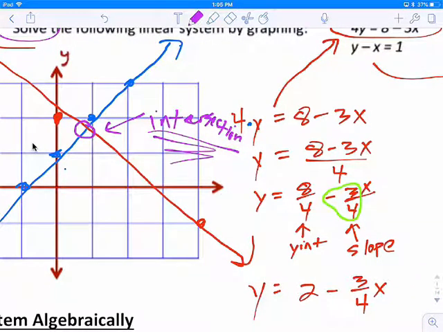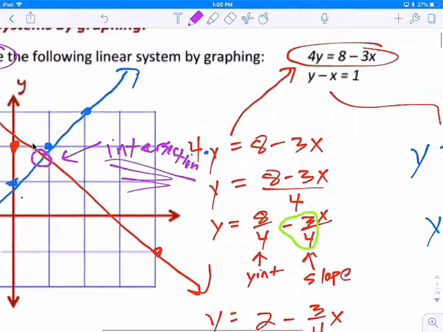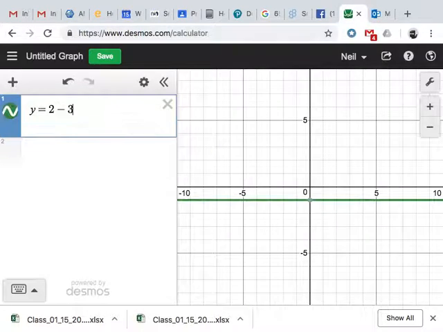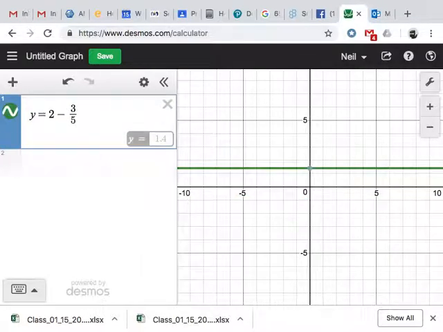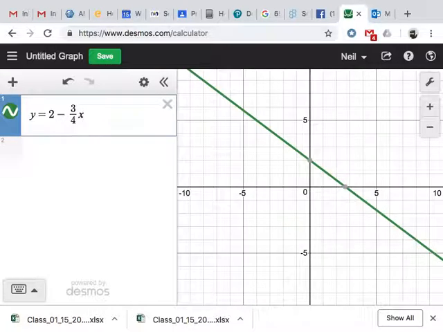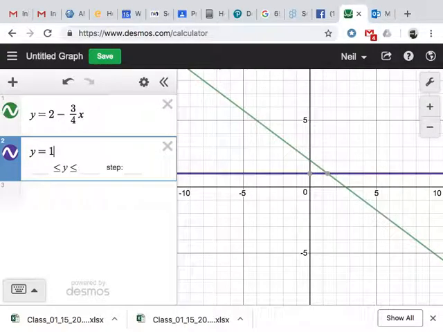It's kind of nice. So when I look at my graph, I'm doing 2 minus 3/4 x, and what was the other one? 1 plus x. I can do this. Okay, so 2 minus 3/4 x, and then y equals 1 plus x. Oh, I wish I had the same colors as I was using.